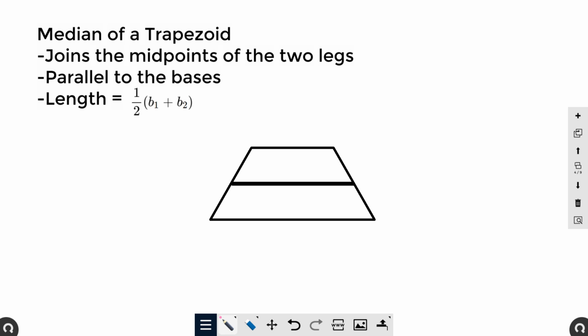So let's look at the median of a trapezoid. Yours is blank, so write down these three bullet points about the median. Carter. Write them down.